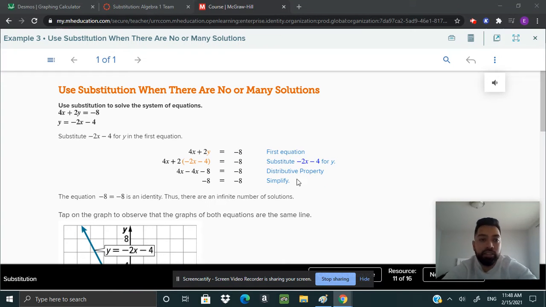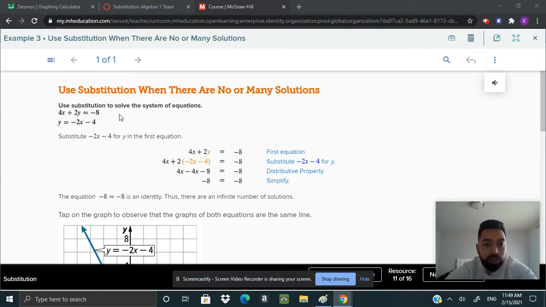Okay, in this example 3, we're going to use substitution again, and this time something different is going to happen, and you're going to realize that there are either no solutions or many solutions. Okay, we're going to take an example where you see that there are many solutions first, and then we might see one with no solutions later.